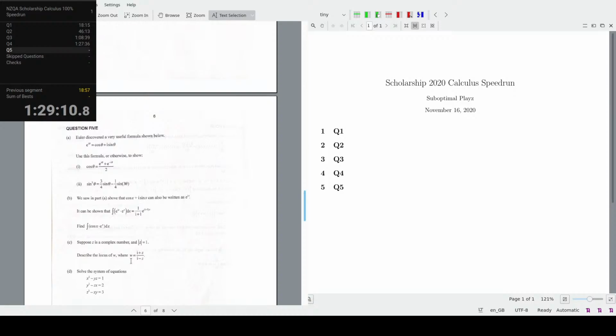This is De Moivre's formula, right? So you just go by De Moivre's formula. Wait, no, you don't even need De Moivre's formula, do you? Because you just go like e to the 3i theta is equal to cos 3 theta plus i sine 3 theta, right?